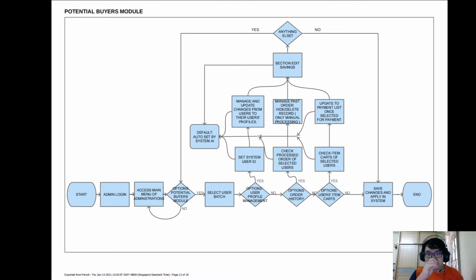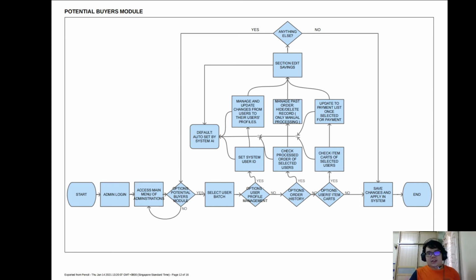But there's one thing here that's not done by AI and must be set manually, which is hide and delete record of past orders like that. This requires special registration to the admin and must have a proper reasoning for that to be done. The admins here can see the item cards and update to the payment needs once they are selected. But most of these are done by our system AI.